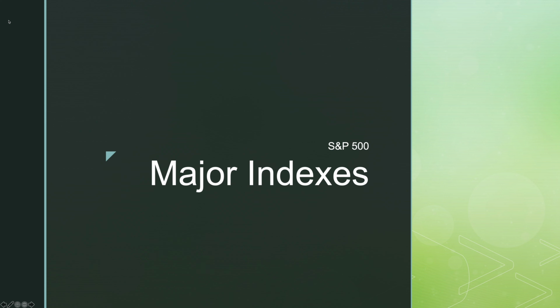Hi guys, welcome back. Last time I talked to you about the Dow Jones Industrial Average and what the stocks are in that average and how that number, currently around 26,000, gets computed.